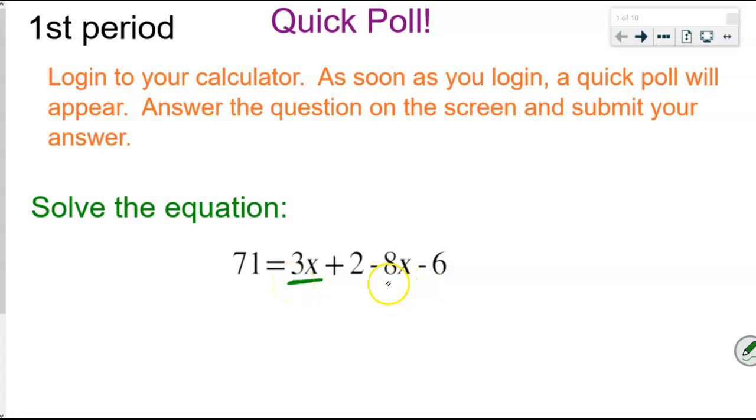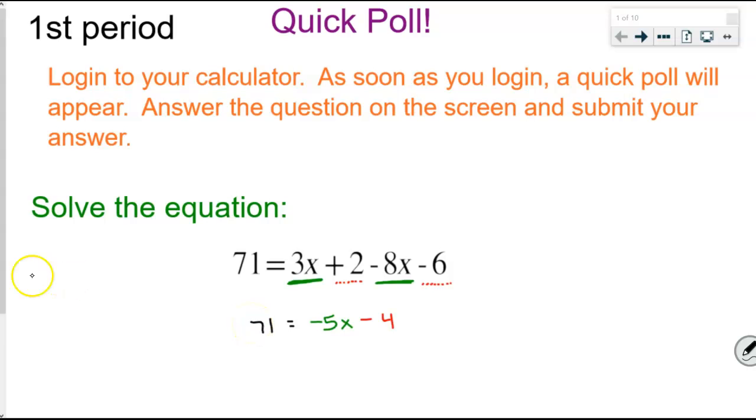I have 3 x tiles and I have 8 negative x tiles. When I combine those, that's going to be 5 negative x tiles. Just like I need to combine these units. I have 2 positive units and 6 negative units. We're going to have some 0 pairs, and that's going to leave me with 4 negative unit tiles, or negative 5x minus 4. All of that is still equal to 71.